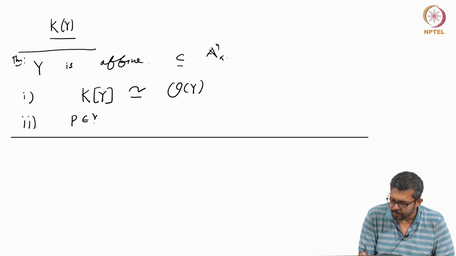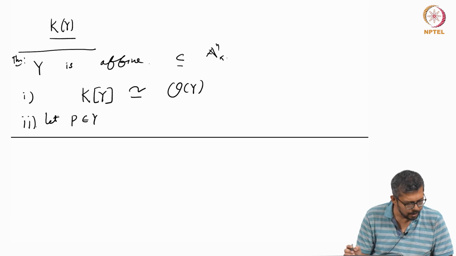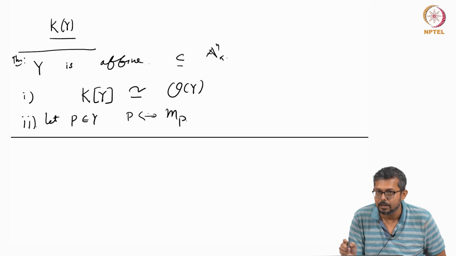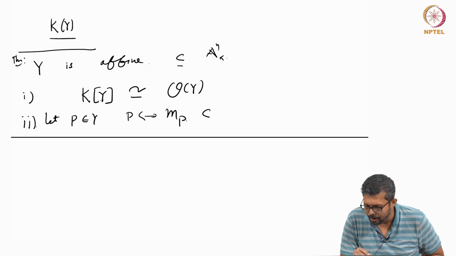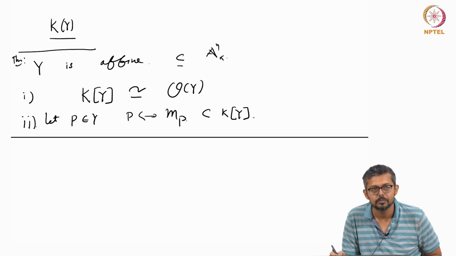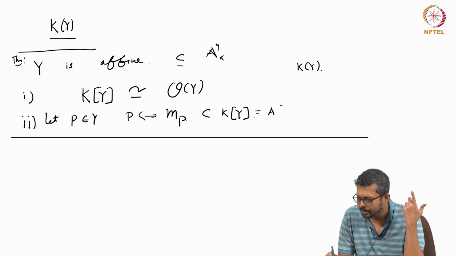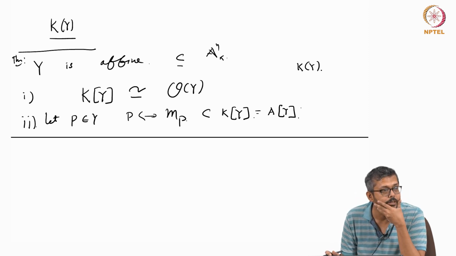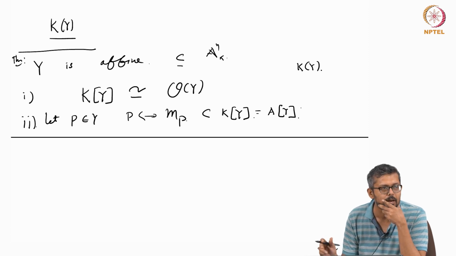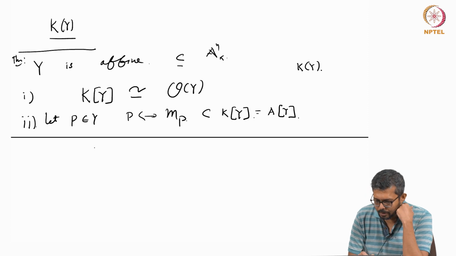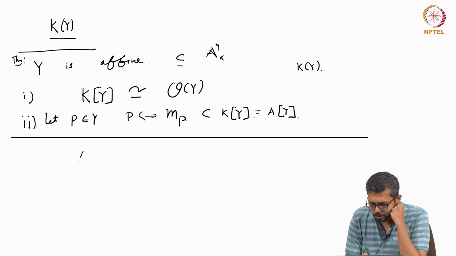For every point p in Y, p will correspond to a maximal ideal m_p, since the field is algebraically closed, by the Hilbert Nullstellensatz, in K[Y], the coordinate ring, right? Because now the function field I am denoting by K(Y). From now onwards, sometimes I'll write this as A[Y], the associated ring, because sometimes the round bracket and square bracket may get confused. When I use the notation K round bracket Y, I will mostly use A square bracket Y to denote the coordinate ring. Now the point is that m_p is a maximal ideal, so you can talk about the localization of A[Y] at m_p.